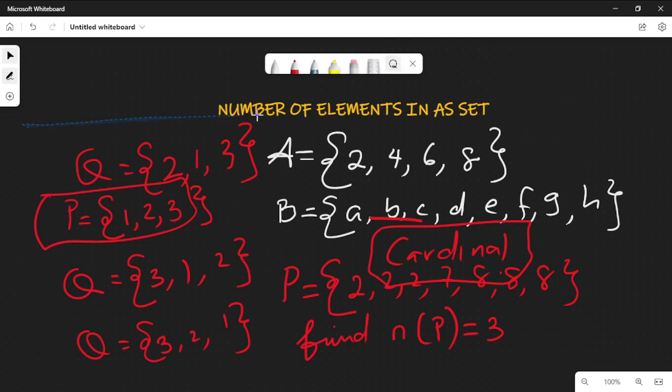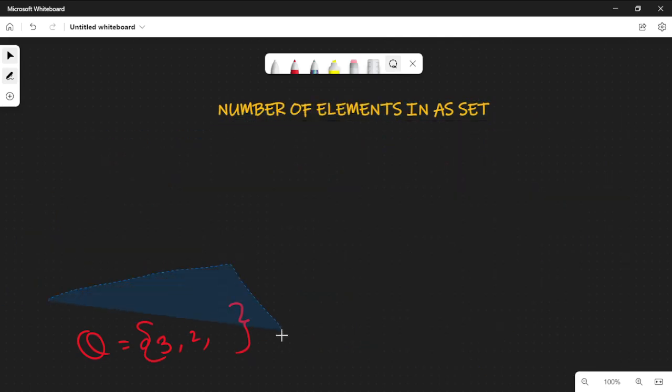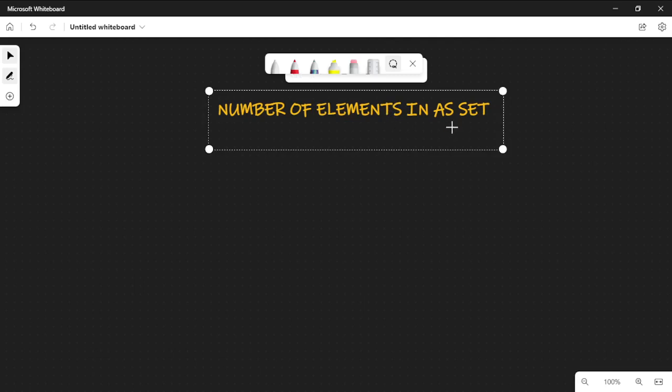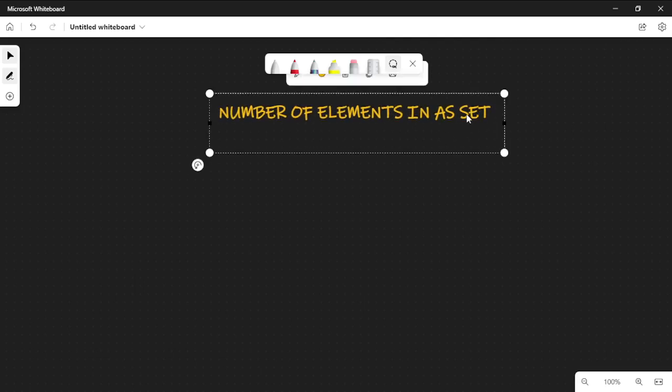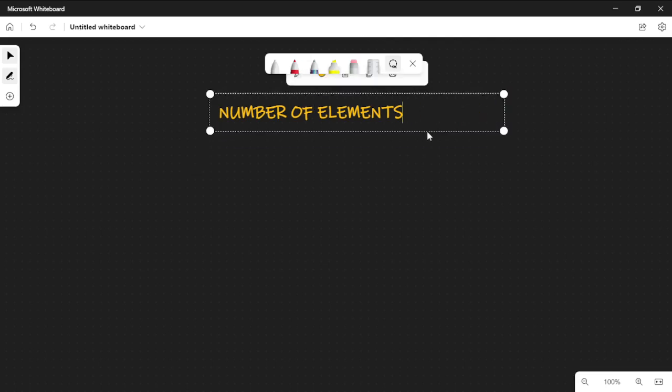Let me quickly clean all of these. All right, so we have this last one here. All right guys, so what's the next thing we want to look at now? The next thing we want to look at right now is the subset of a set. So, the subset of a set, that's the next thing we want to look at.